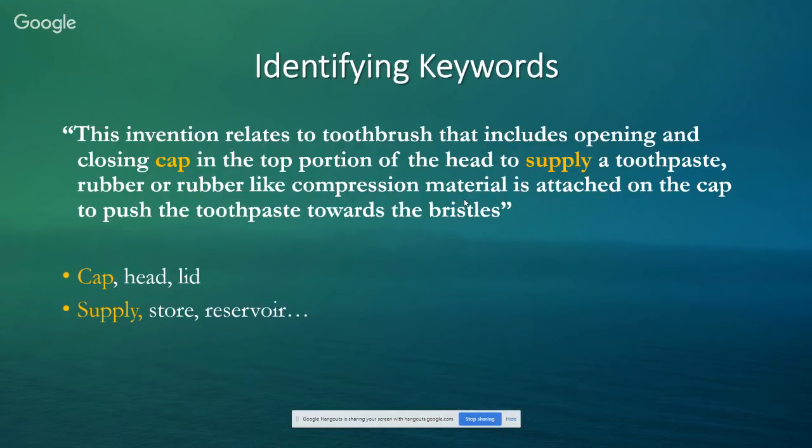Now moving on. We have identified keywords for opening and closing, and the next keywords we are looking at are cap and supply. For this invention, let's leave out the top portion of the head because that would be irrelevant in this case. As long as we search for cap, supply, and opening and closing, we'll get closest to the prior art that we are searching for. The alternate words for cap can be head or lid, and for the supply of toothpaste, one could use alternate words such as store or reservoir.